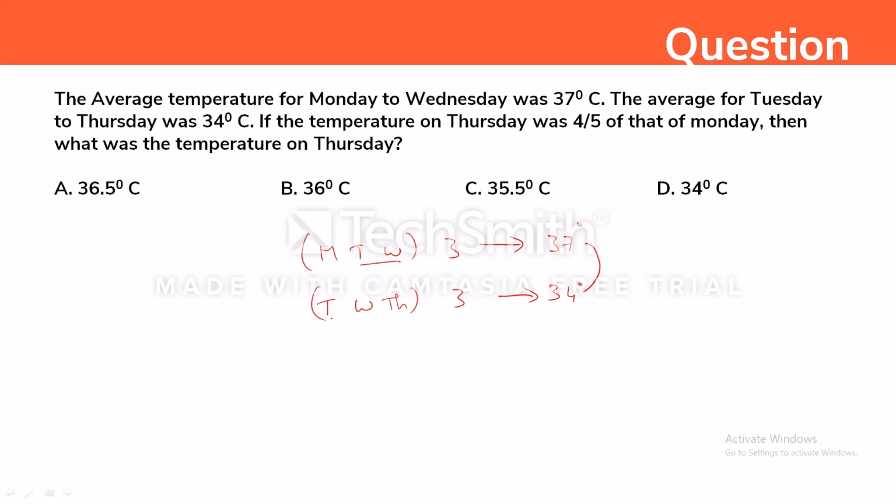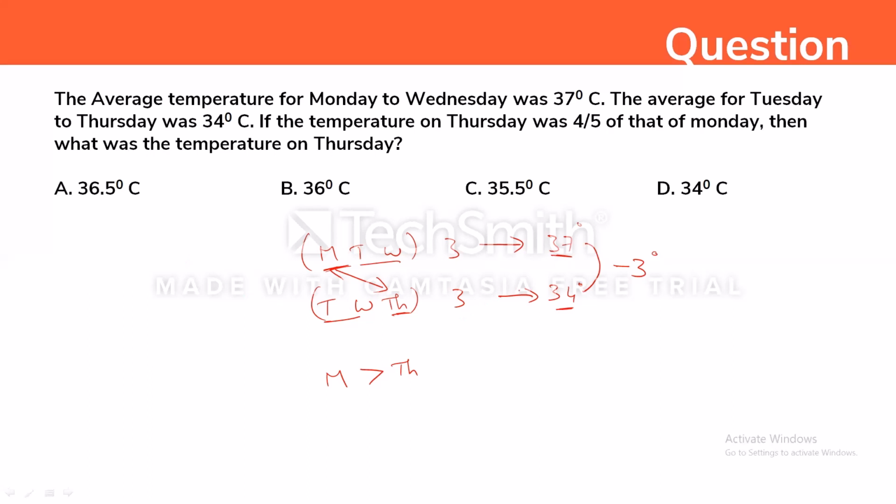Now just based on these values, we need to understand. Tuesday, Wednesday are constant. Only Monday and Thursday are getting replaced. Here the average temperature is decreasing by 3 degrees. Can I say that when Monday is there the average is 37 degrees, and when Thursday is there the average is 34 degrees? So Monday's temperature is more than Thursday's. Now we need to find how much more it is.